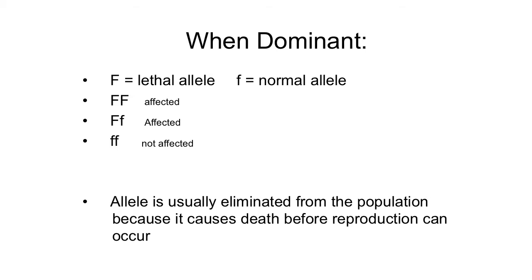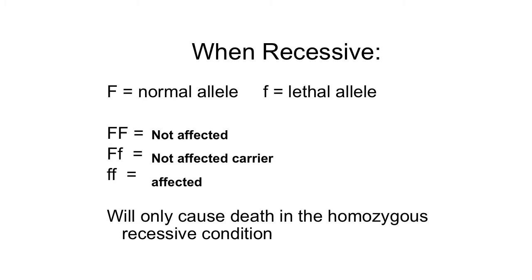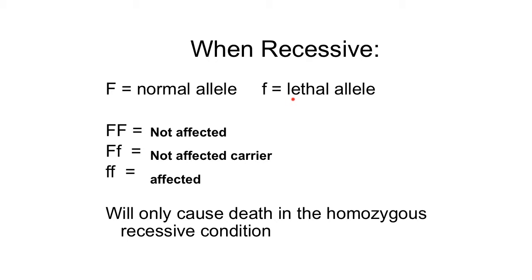Now, when the lethal allele is recessive, so over here we have lowercase f as the lethal allele and capital F as the normal allele, then it will only cause death when it's homozygous recessive. And in this way, these types of lethal alleles are more common because you're more able to pass on the allele because it's recessive, so you can be a carrier and not affected.